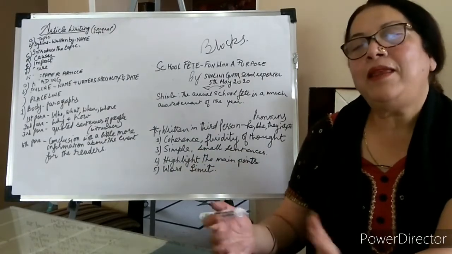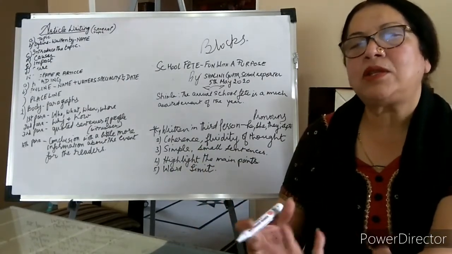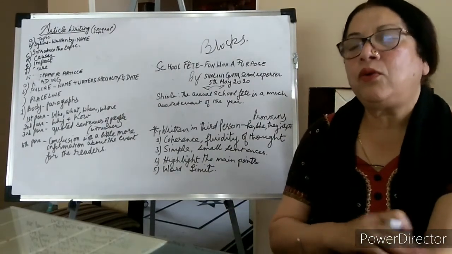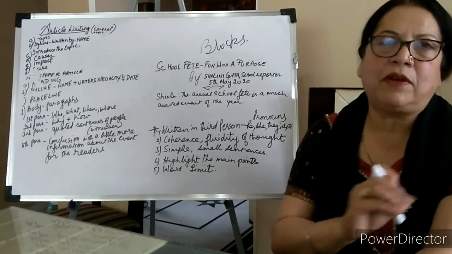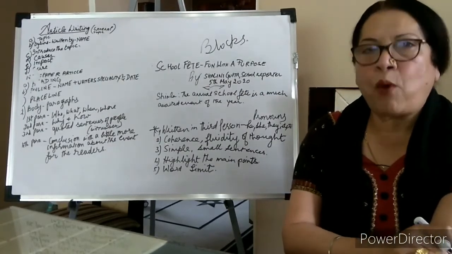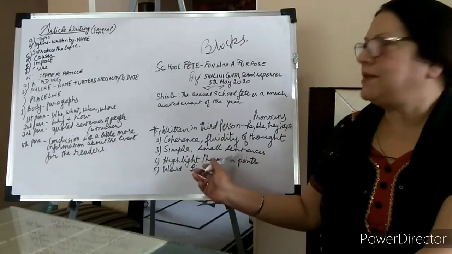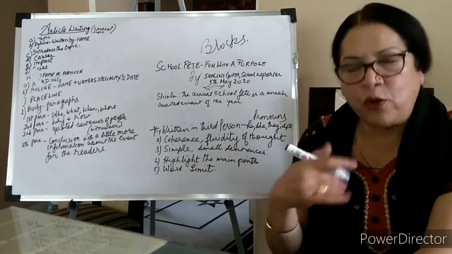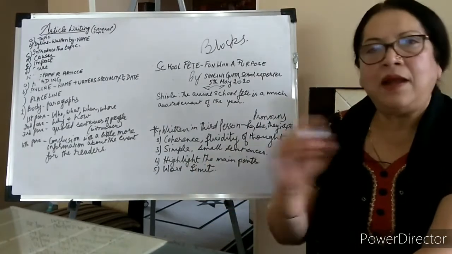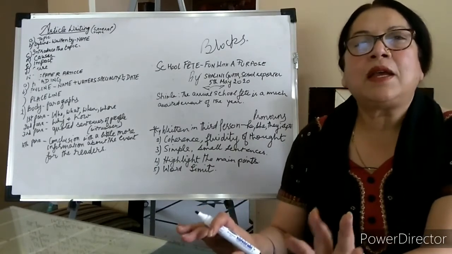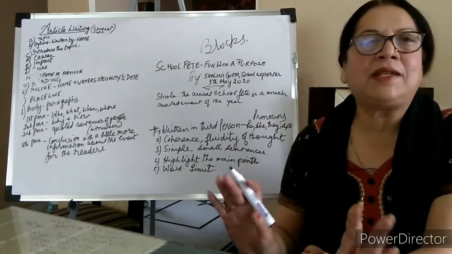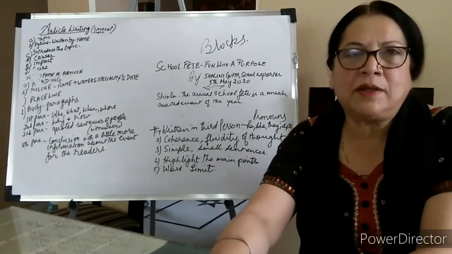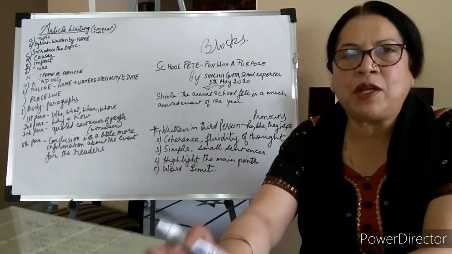And when the examiner is correcting papers, the examiner has lots and lots of papers to correct. So obviously it's very difficult to read each and every line of every student. So the important part is to highlight the main points, the very important points that you want to put across. Underline them, highlight them, so that the examiner immediately reads that and knows that the child knows the matter, or the child's matter is up to the mark.